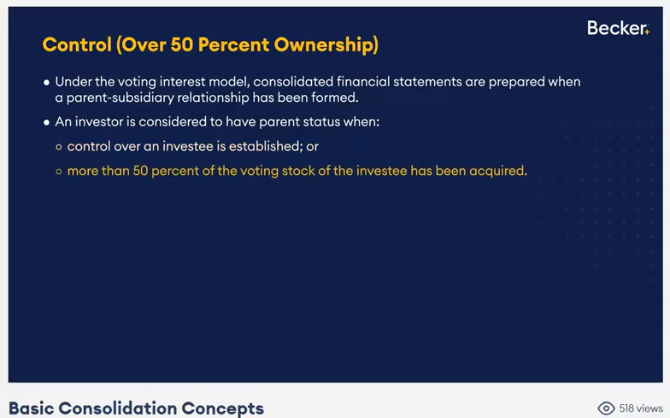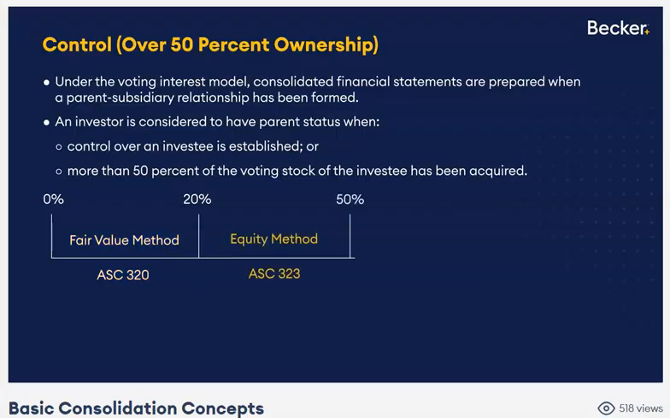Now, what happens when you own less? Well, traditionally, we have the 1% up to the 20%, and that would be the fair value method, where you would literally record the items at fair value each period, and you would adjust that fair value. If it was a trading stock, you would run it through income. If it was an available for sale stock, you would run it through OCI, other comprehensive income, under the ASC topics.